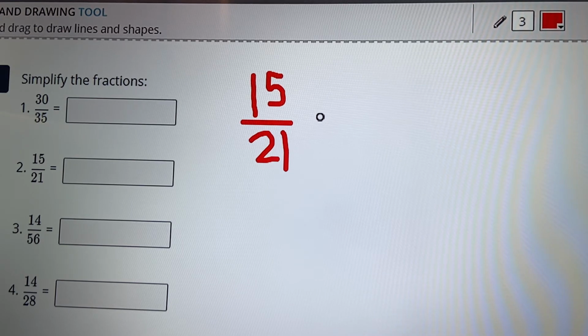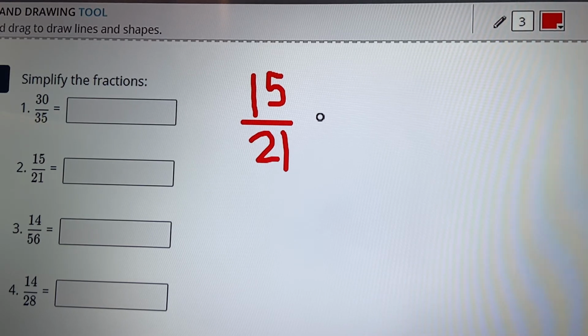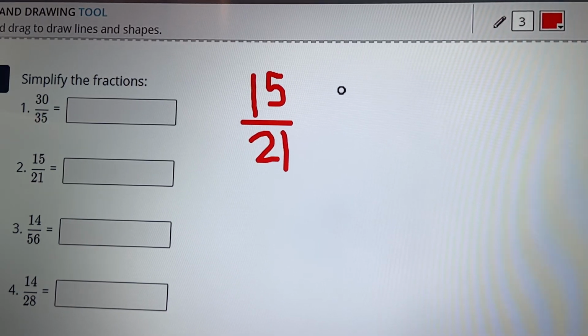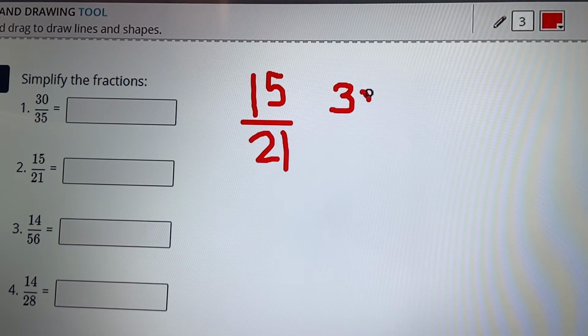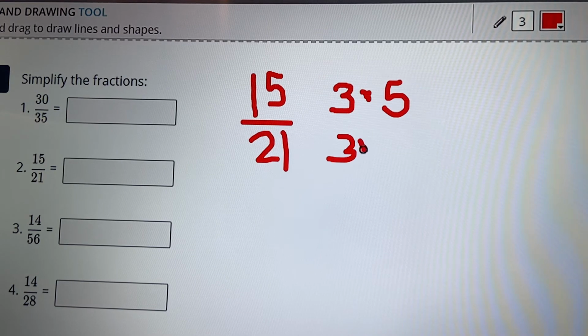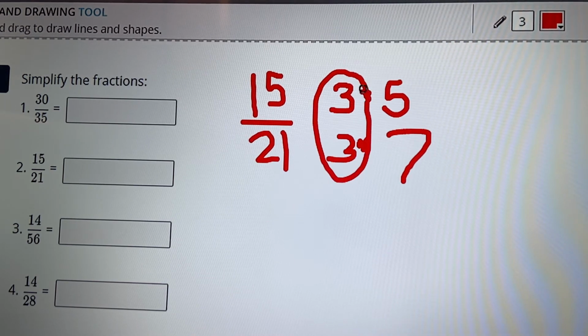What common factors do they have? Now think about what will multiply to give you 15 and what will multiply to give you 21. If you think about 15, 15 is 3 times 5. And 21 is 3 times 7. I'm just thinking about what multiplication facts give me those answers. All right, so they have a 3 in common. See how they have a 3 in common? So I want to divide the 15.